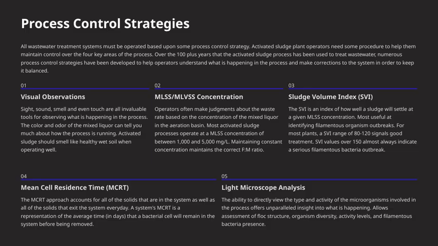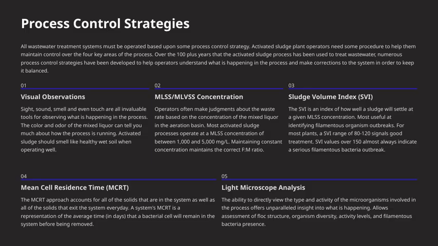First, we have visual observations. Using sight, sound, smell, and even touch can be incredibly valuable. For example, the color and odor of the mixed liquor can tell us a lot about the process. When everything is working well, the activated sludge should smell like healthy, wet soil. If something's off, these clues can help us identify issues early.